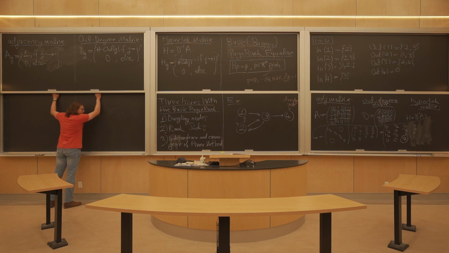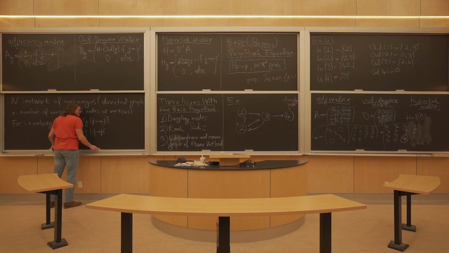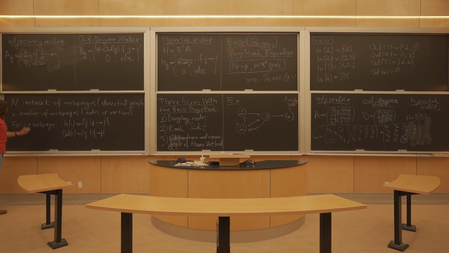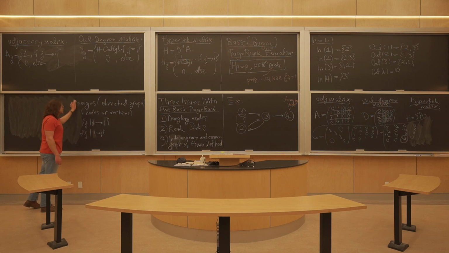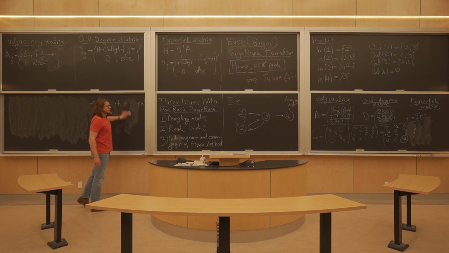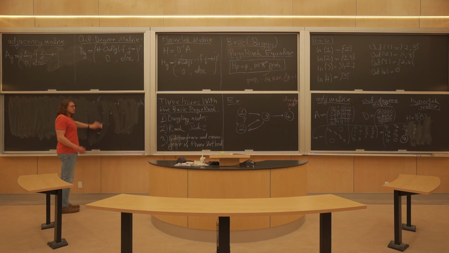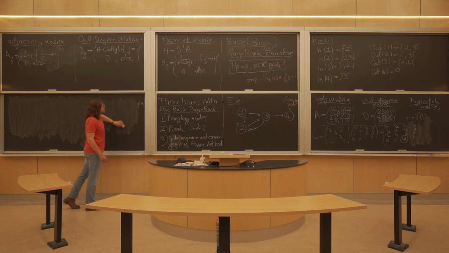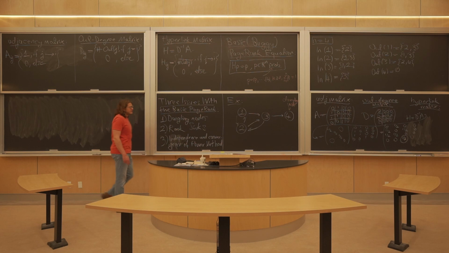There's something confusing about this example, but in any event. So you want to do some sort of pre-processing to handle those columns of zeros and turn your hyperlink matrix into a stochastic matrix. The way it is right now, this hyperlink matrix is not stochastic.